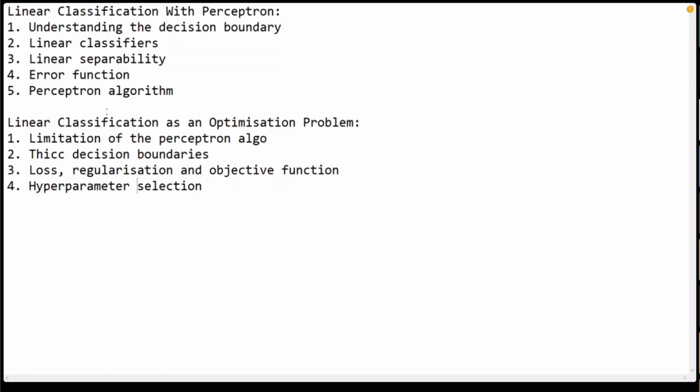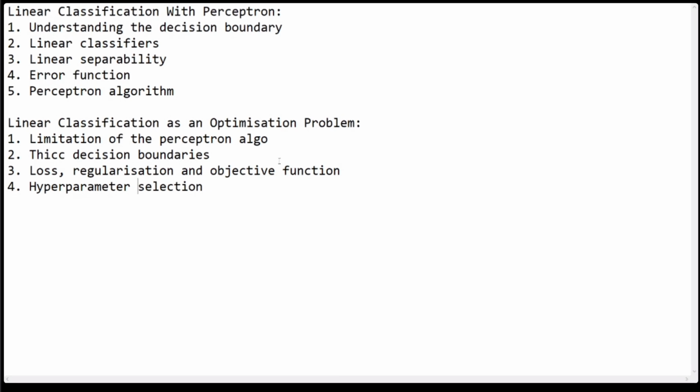And then with this understanding of a simple linear classifier, we can go ahead and try to turn classification into an optimization problem. We'll talk about some limitations of the perceptron algorithm we've previously introduced. We'll also talk about why we need thick decision boundaries. And then from there, we'll talk about loss, regularization and the objective function to turn the entire classification problem into an optimization problem, which can be whacked with gradient descent. And then we'll briefly touch on hyperparameter selection.